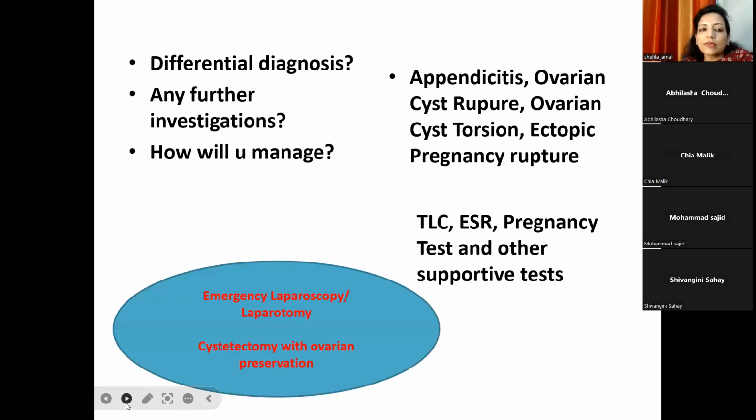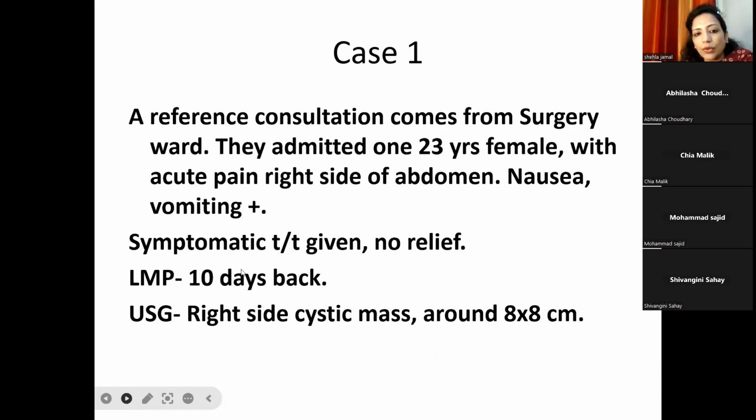So the thing is, what is the differential diagnosis in this case? Based on clinical features, the pain was presented on the right side. So the first differential diagnosis along with ovarian cysts in this case, which presented with nausea and vomiting as well, is that of acute appendicitis.